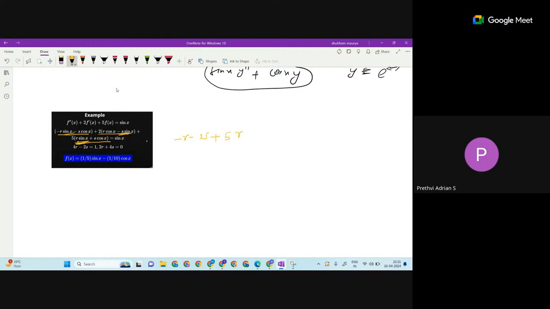And then sin x plus. Now let's solve for the cos portion. This is minus s, and from here 2r, and from here 5s. And cos x equals sin x. Correct? This is the final equation.